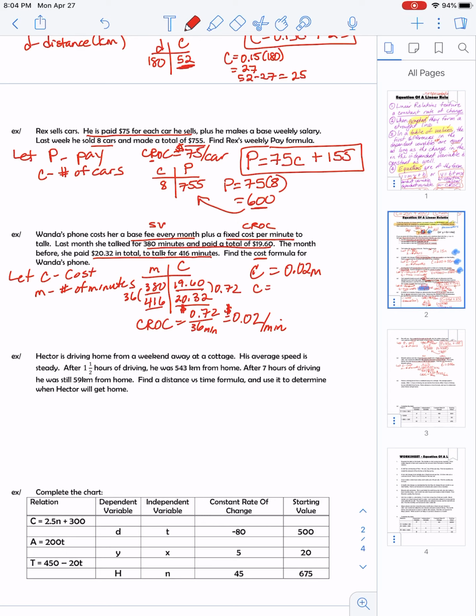So the cost equals, whoops, I actually want to do the, not that it really matters, but I'm going to do the 0.02 times 380. So 0.02 times 380 equals $7.60, but I don't want 7.60, I want 19.60. So 19.60 minus 7.60 is $12, so I'm going to have to add $12 to that. So there's the equation. You can do 19.60 minus 7.60, and that equals $12.